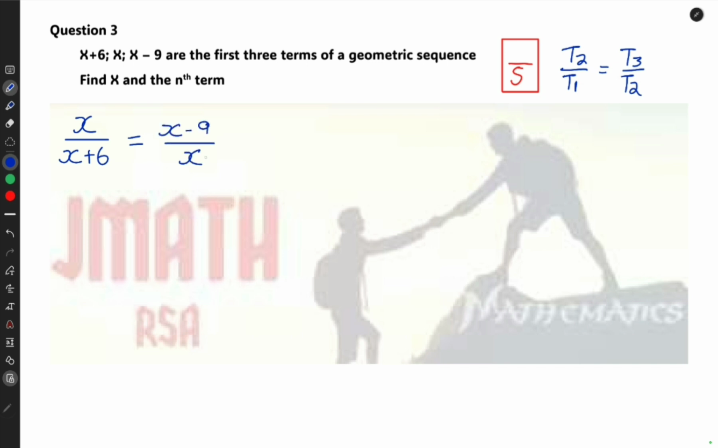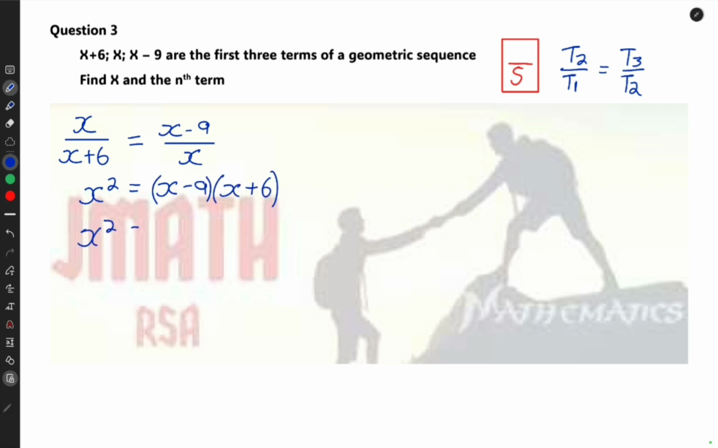So now algebra again, I need to cross multiply. When do I cross multiply? If there's an equal sign between two fractions, and there's nothing else in the sum, then I can cross multiply. So I'm going to say this is x squared, this is x minus 9, and x plus 6.